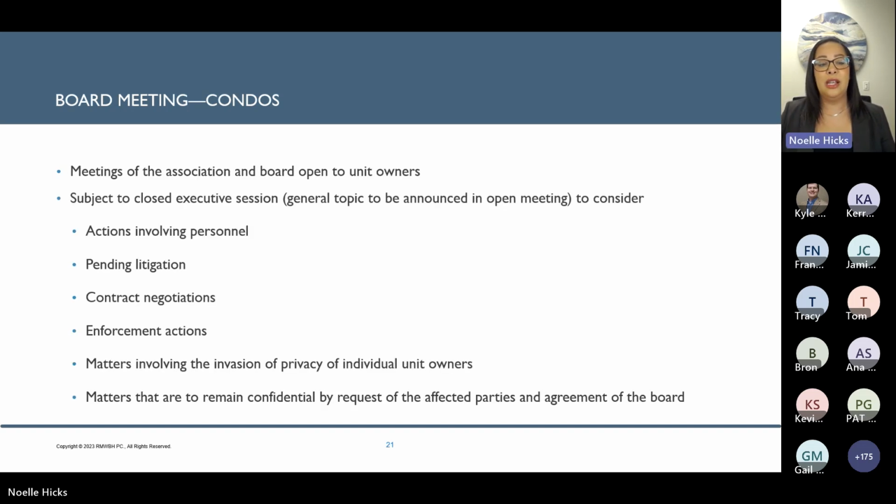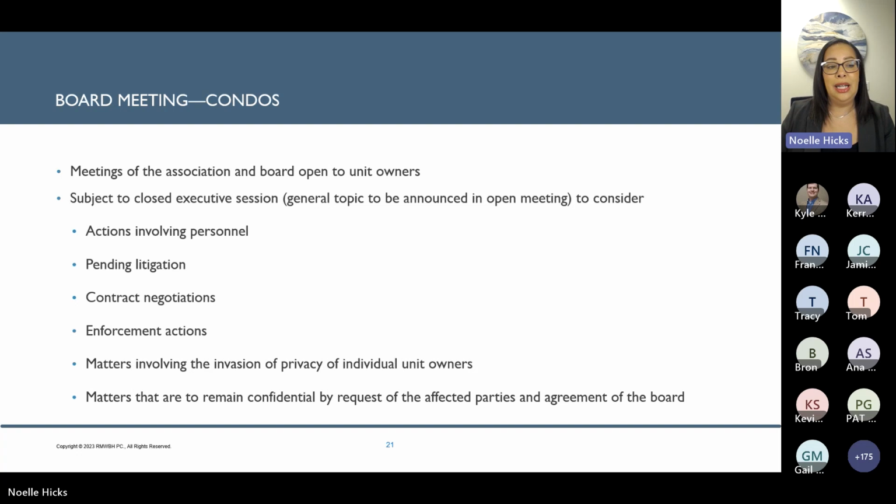So a couple more things about board meetings as it relates to condominiums, because they can be a little bit different than single family communities. And of course, the meetings will be run very similarly, but there are different rules. So of course, there are some similarities too, right? Meetings of the association and the board have to be open to all of the unit owners. So that's very similar to the requirement in Chapter 209.